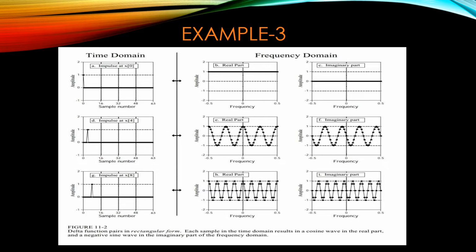An impulse at sample number 4 in real part of frequency spectrum results in 4 cycles of cosine wave in the time domain. Likewise, an impulse at sample number 4 in imaginary part of frequency spectrum results in 4 cycles of a negative sine wave being added to the time domain wave. By this, we can get a clear idea of duality principle.